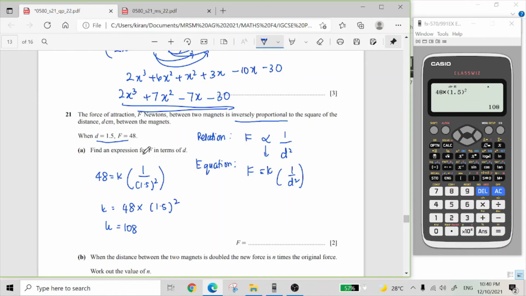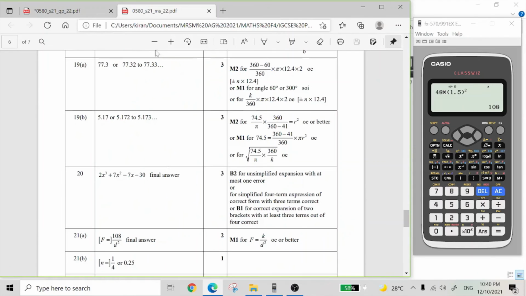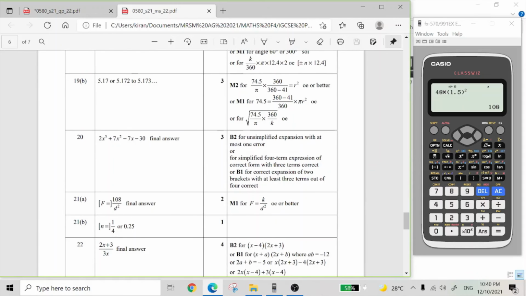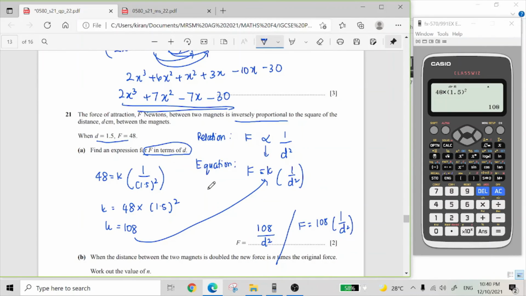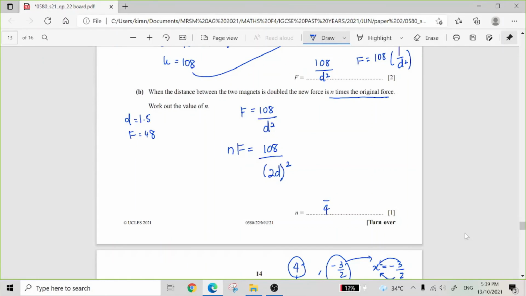So find the expression, this part, meaning they want the equation, the formula. So we substitute the value k into this equation. So F equal to 108 over d squared, or you can answer F equal to 108 times 1 over d squared. Okay, so we recheck with the answer. Okay, that one.